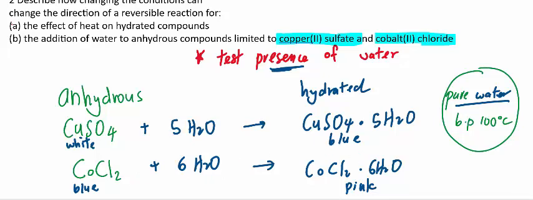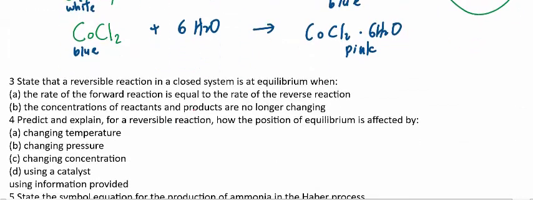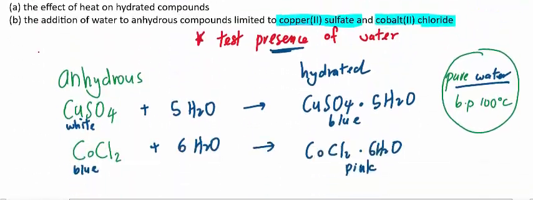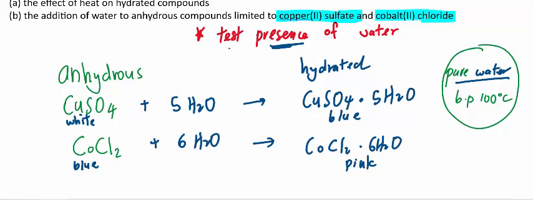But is the reaction reversible? Yes, the reaction is reversible. That's why when we write this equation, we can write it with a reversible arrow, because I can heat it up and it can change back. If I take blue hydrated copper 2 sulfate and heat it up, eventually it will turn back to white. If I heat up pink cobalt chloride paper or crystals, it will turn back to blue. Make sense? So this is a reversible reaction.